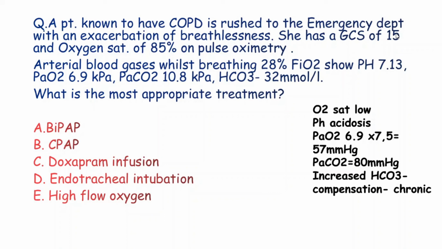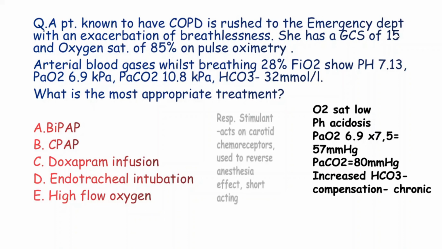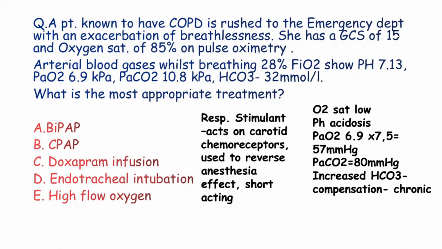The only option we might be a bit confused about is doxapram infusion, which is actually a respiratory stimulant. It acts by stimulating the respiratory center in the medulla through peripheral carotid chemoreceptors, but doxapram is often given to reverse the effect of anesthesia, etc. It is very short acting, so it is not recommended in this case, as even on oxygen supply the patient is in severe acidosis. So BiPAP, as we learned earlier, is the most recommended form of non-invasive ventilation as a first step.